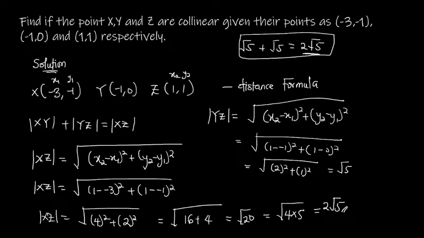Because the distance XZ is 2 root 5, and the distance XY plus the distance YZ is root 5 plus root 5, which when you add gives 2 root 5. It therefore concludes that the points X, Y, and Z are collinear.